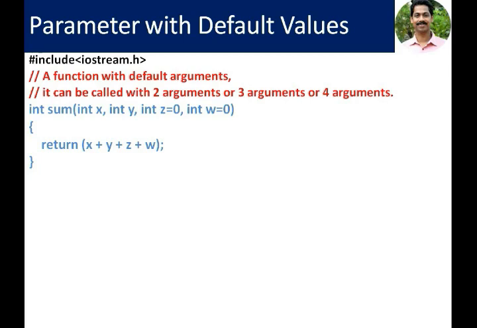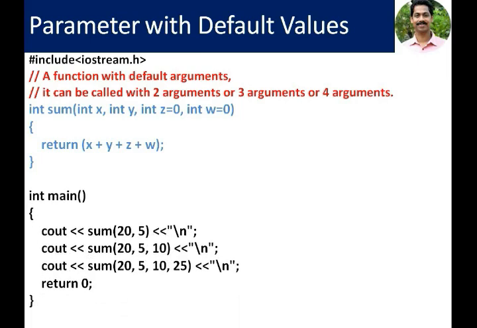Then coming to the main program, the first statement in the main program is cout sum 20,5. What will happen? The 20 and 5 are transferred to the function sum. So these values are assigned to x and y. So x gets a value 20, y gets a value 5.